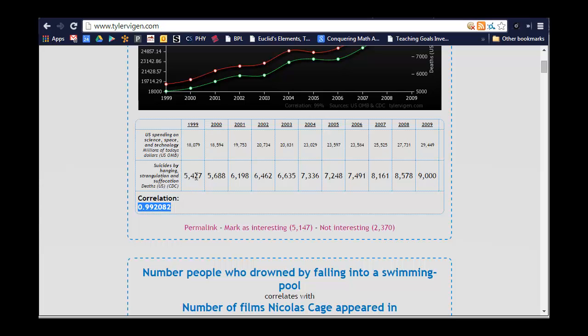We might be more interested in looking at a percentage, right? For example, what percentage of suicides are by hanging or strangulation, or what percentage of the population has these suicides. And same thing, U.S. spending. Spending tends to go up in general just due to inflation and rising prices. So even though there's a very strong correlation here, we have to be careful about what that really means.